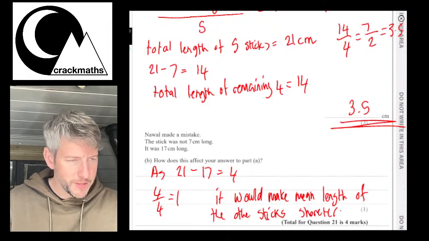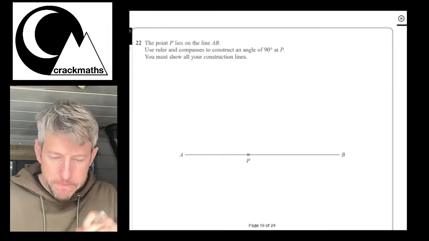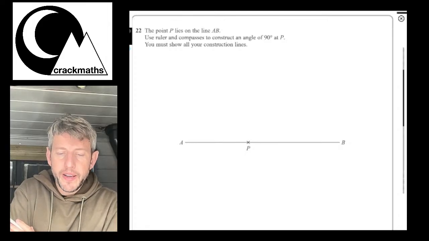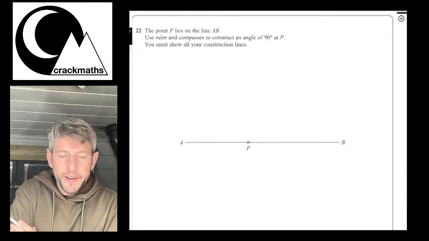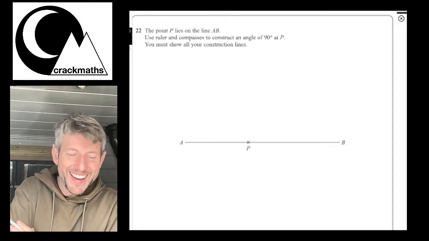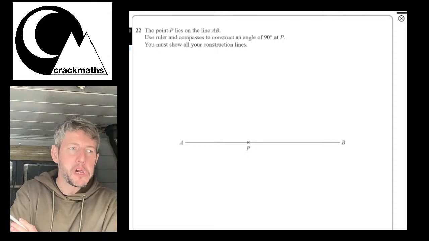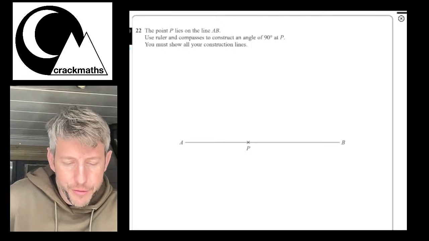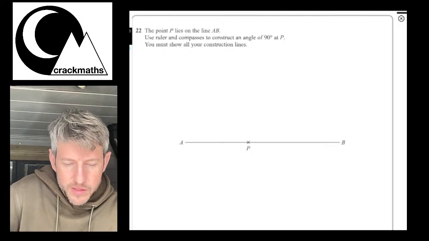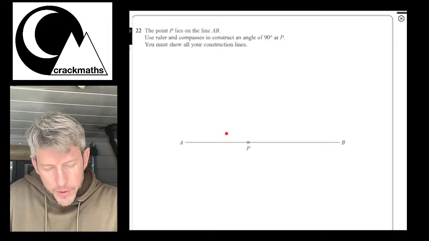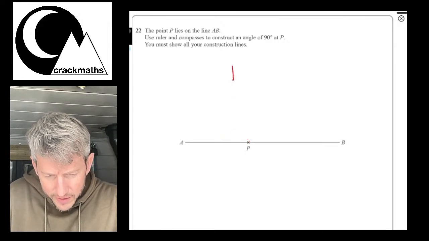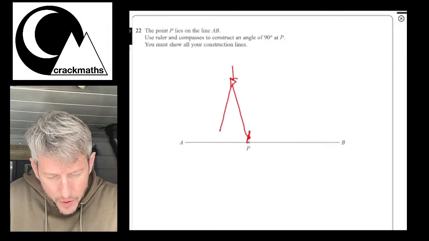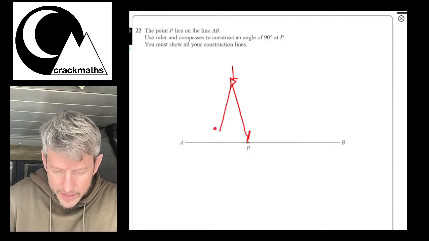Okie dokie, right. Let's have a look at this next bit. So here we go. Point P lies on the line AB. Use a ruler and a compass to construct an angle of 90 degrees at point P. Okay, so I don't have the compass, but I will talk through what to do. If you imagine your compass, I can draw it here. Your compass is the thing that looks like this. Okay, so I'm going to put the point here, and then I've got the pencil here.